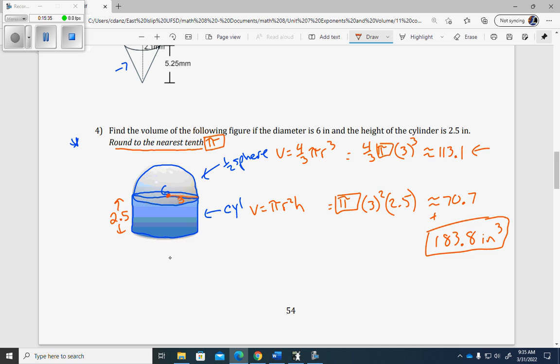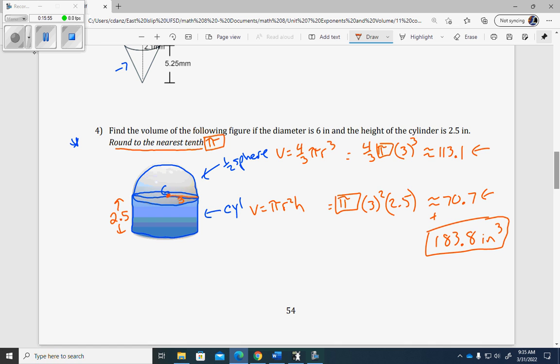Now, if I were to add those two numbers, I still would have gotten the 183.8. So using the rounded answers in the addition would have still given me that same answer, but I always like to be safe. I use all the digits and really round at the end.